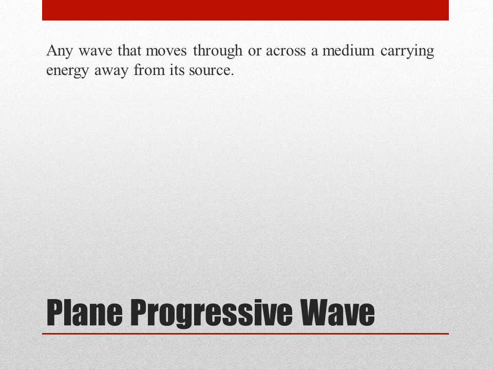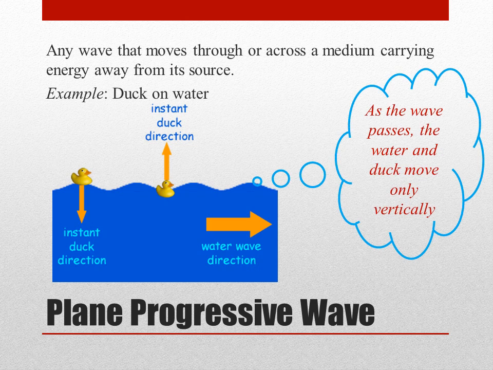Let us start with the definition for a plane progressive wave. Any wave that moves through or across a medium carrying energy away from its source is called a plane progressive wave. An example for this wave is a toy duck on the water surface. It is observed that the toy duck moves only up and down, whereas the water wave moves horizontally away from the disturbance of the wave which caused it.